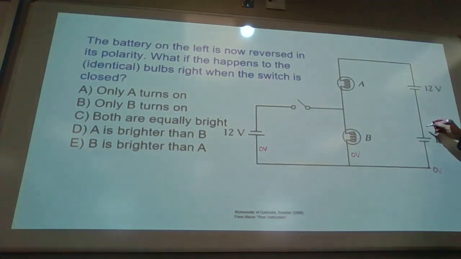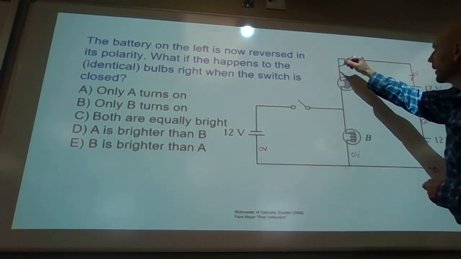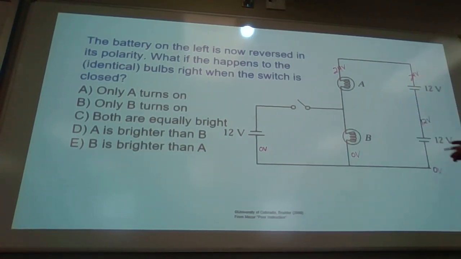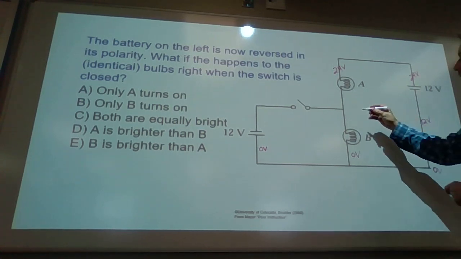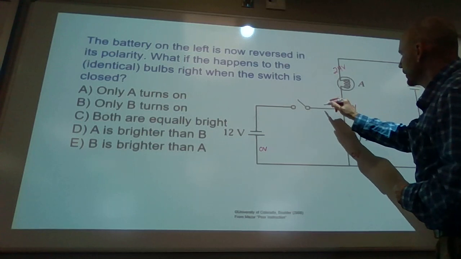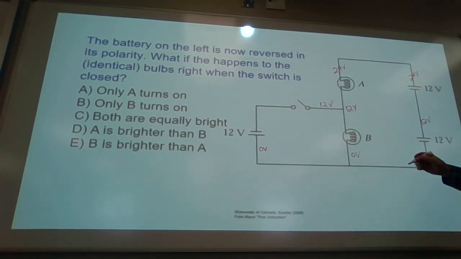Now here I've got 12 volts. I gain that. Here I have 24 volts, so all along here I have 24 volts. Now before the switch is closed, this is going to be 12 volts here. So there's 12 volts here. Is everybody okay with that?